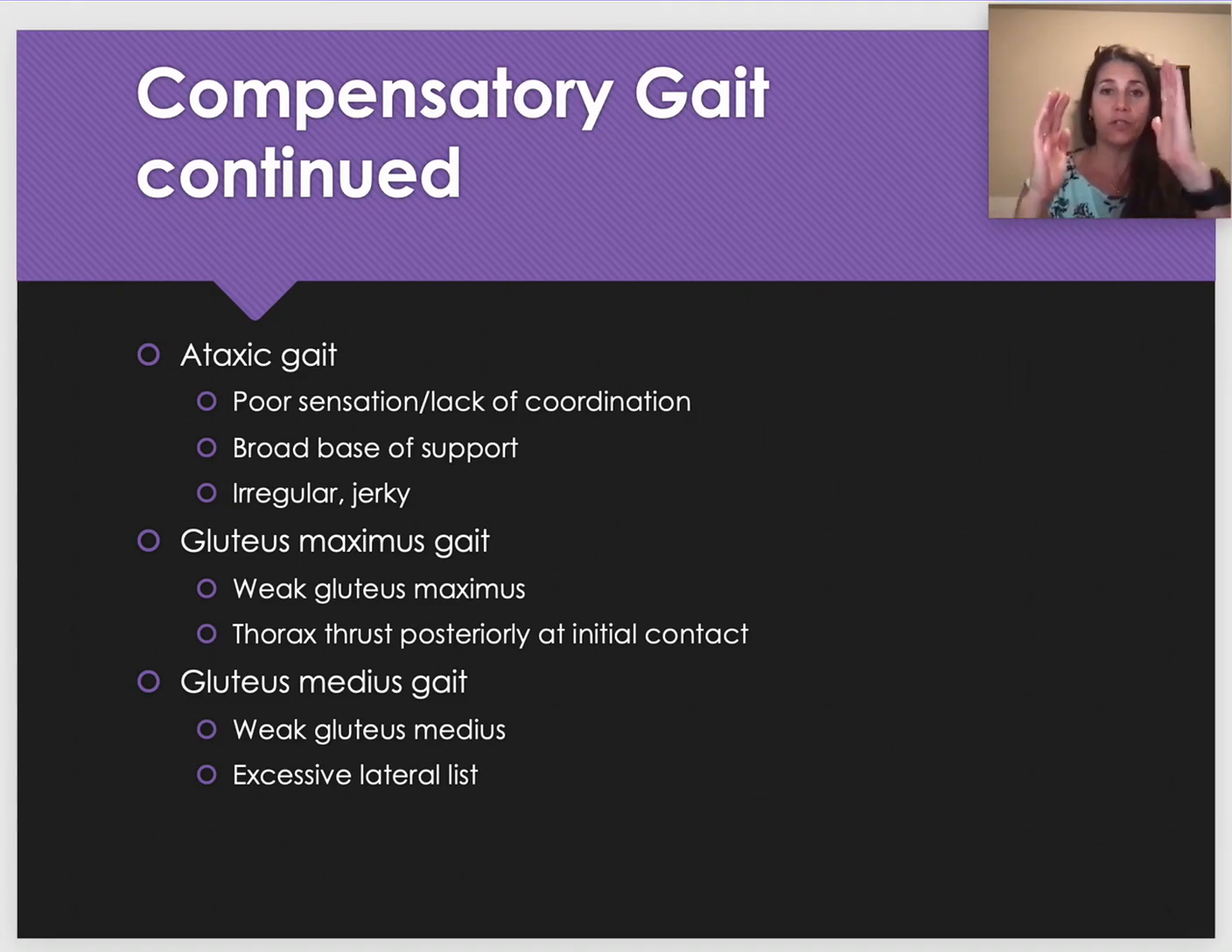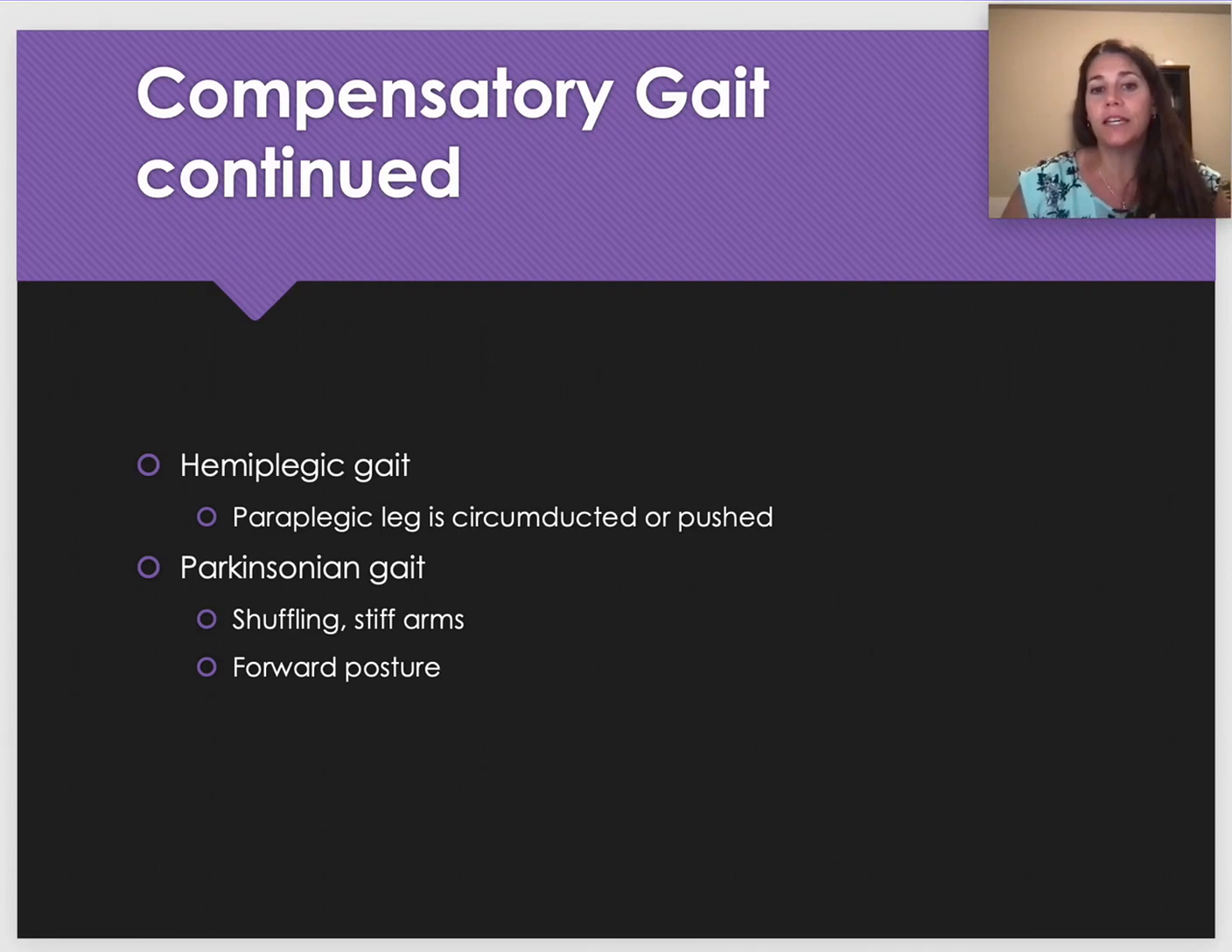Gluteus medius gait is when you're going to have that lateral shift. So remember that Trendelenburg gait, same kind of thing. What you're seeing is, if my right side is messed up, when I step with my right side and all my weight's on my right side, that right glute medius isn't strong enough to keep me with a neutral or straight hip. So that hip is going to drop into adduction, which means that my left hip is going to drop down, right? Okay.